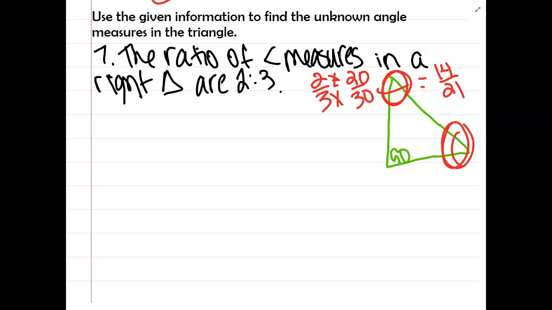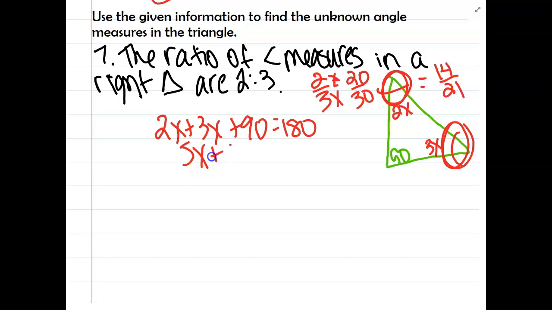So if I write those angle measures as 2x over 3x, I'm going to take 2 and 3 and multiply them by the same number. I don't know what that number is. So that angle is 2x and that angle is 3x. To write this as an equation, if I add all 3 of these angles together, 2x plus 3x plus 90 equals 180. So 2x plus 3x is 5x. Plus 90 equals 180. Subtract the 90. We get 5x equals 90. Divide by 5, you get x equals 18.